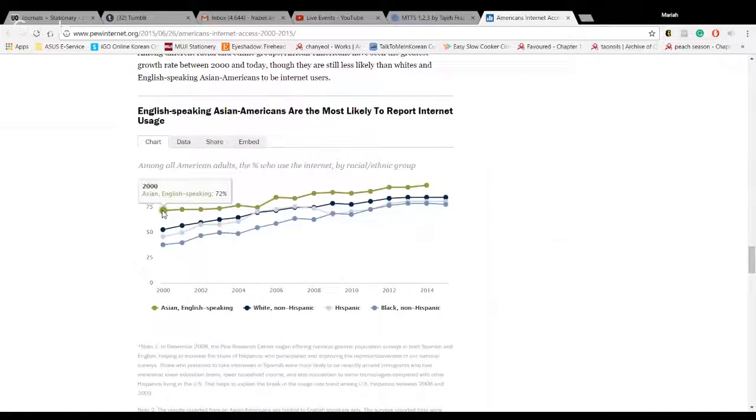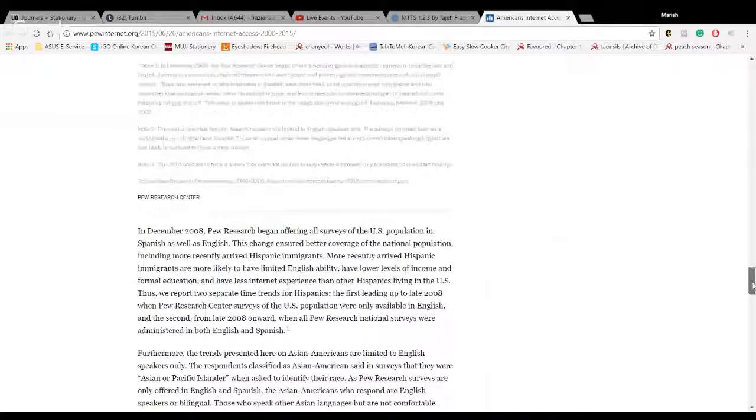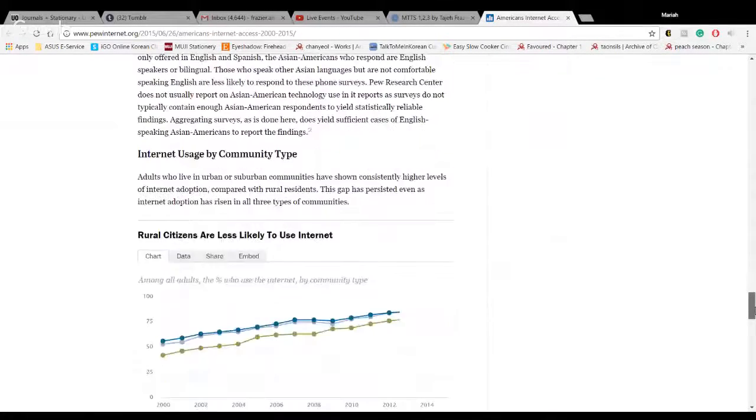Asians were at about 72% in 2000, and now they're all the way up at about 97%. And at the lowest, we have the Black non-Hispanics who were at 38% in 2000, and as of 2014, about 78% of them. So it's a great increase, but it's still below the English-speaking Asian population of America.